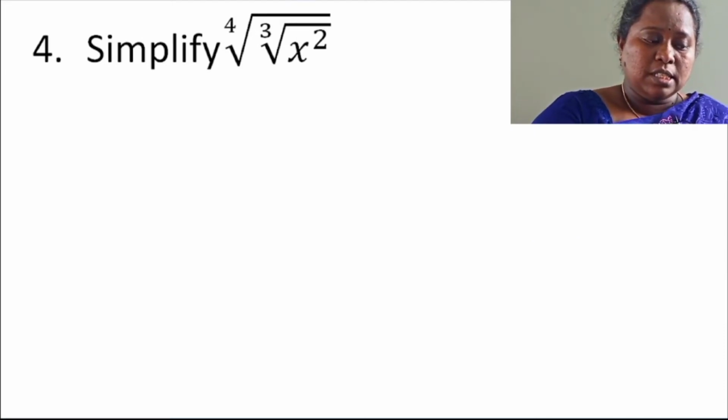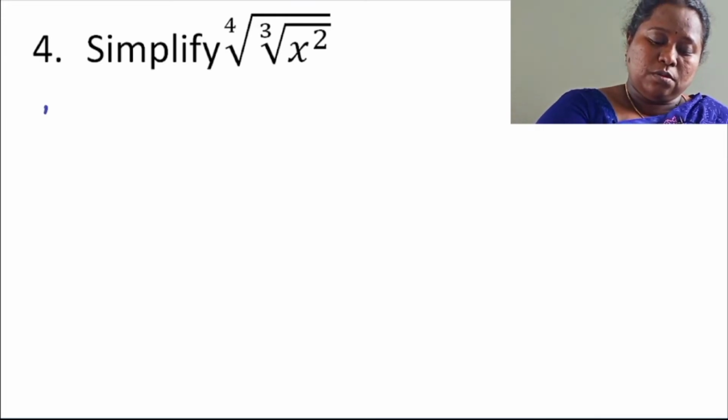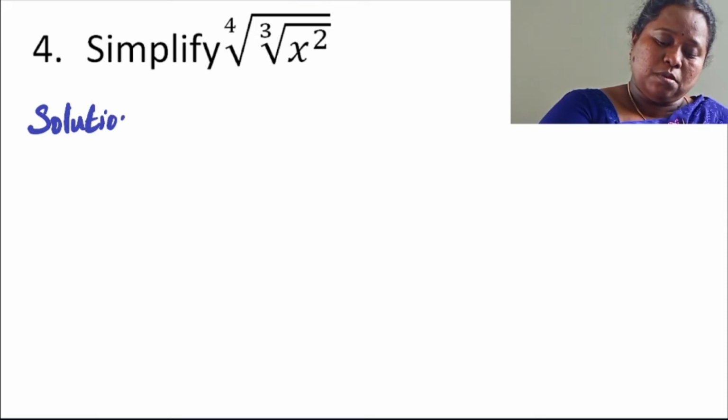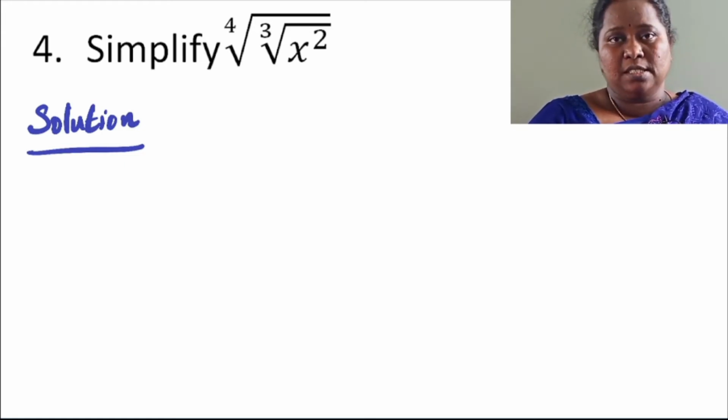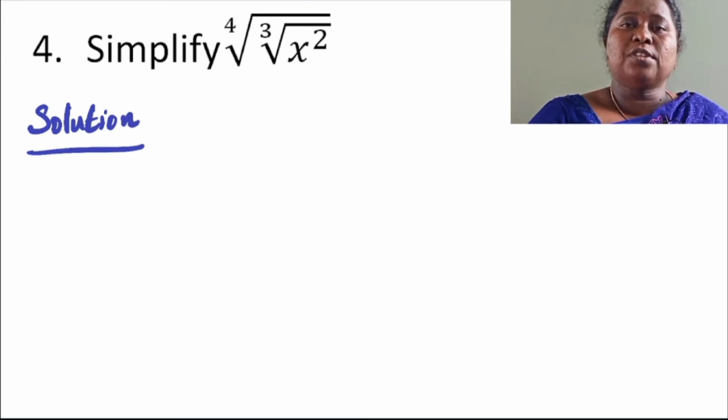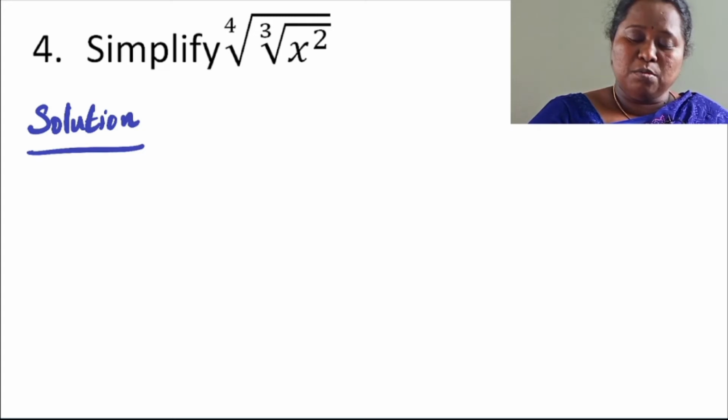The next one: simplify the fourth root of the third root of x square. In such a way only we have to read this sum. Fourth root of third root of x square. Let me go with the innermost.